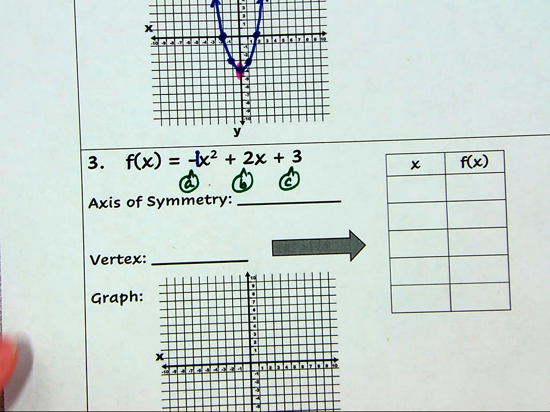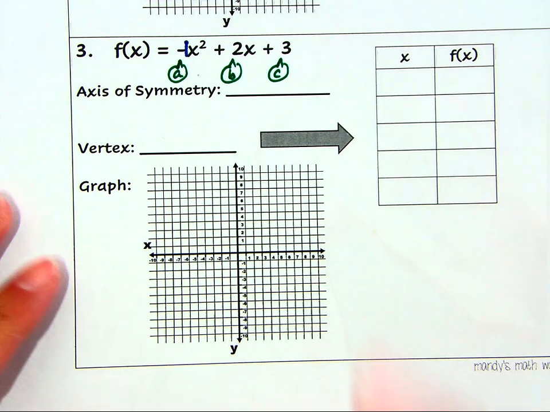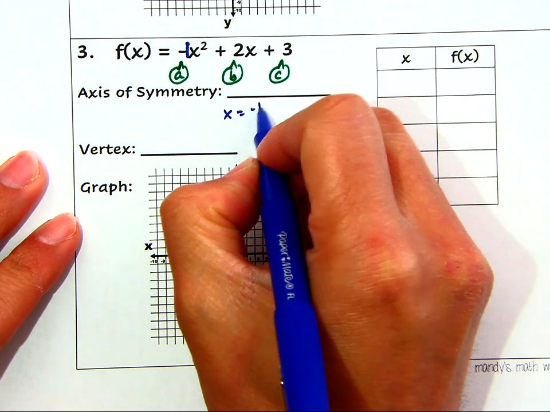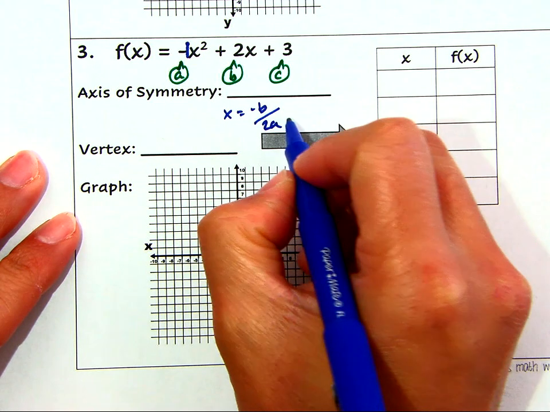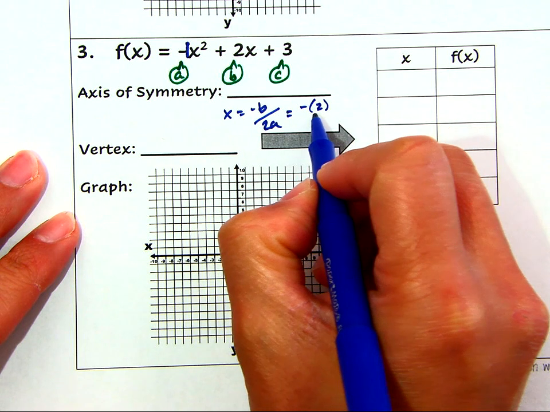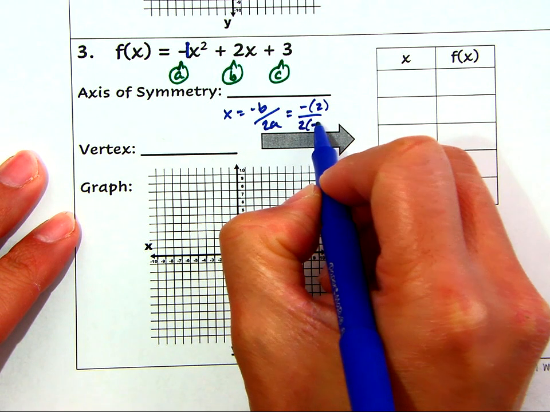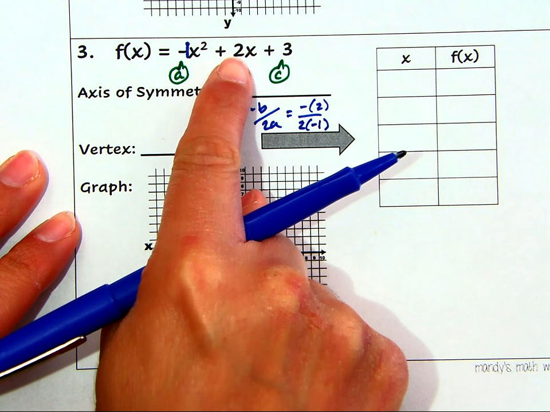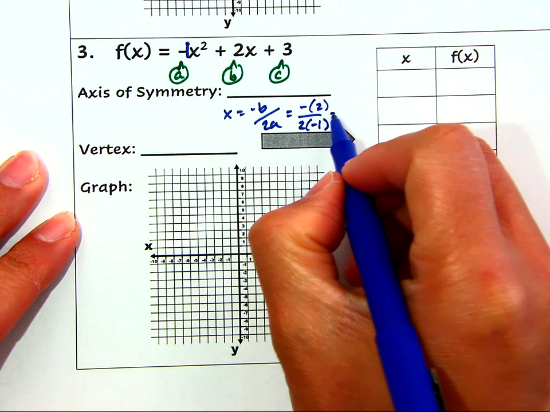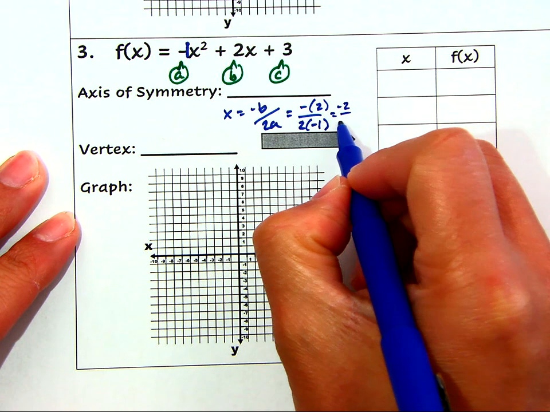So let's calculate the axis of symmetry. X equals negative b over 2a. That's going to be negative 2 divided by 2 times negative 1, right? I substitute the b coefficient in the numerator and the a coefficient in the denominator. So that's negative 2 divided by negative 2, which is positive 1.